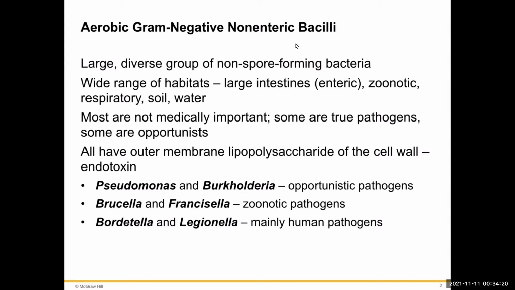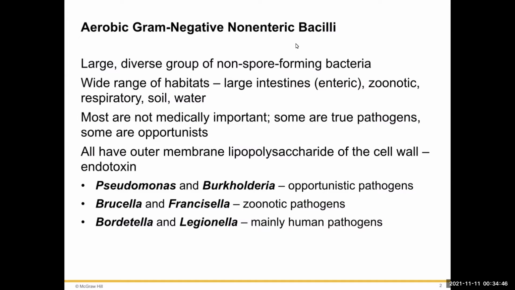Zoonotic means they transfer the infection from a different animal species to humans. Respiratory, soil, and water is where they all live. Most are not medically important. Some are true pathogens, though, and some are opportunistic. When we lose certain areas, like when antibiotics get rid of good bacteria, these take over.